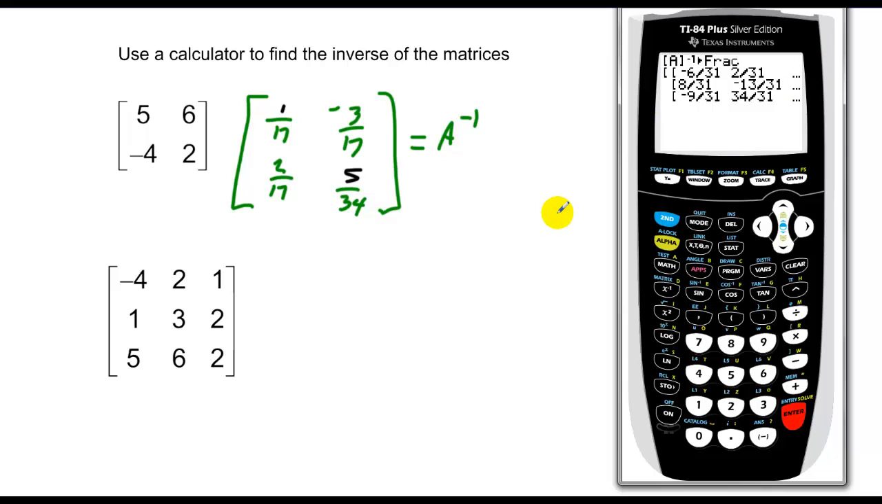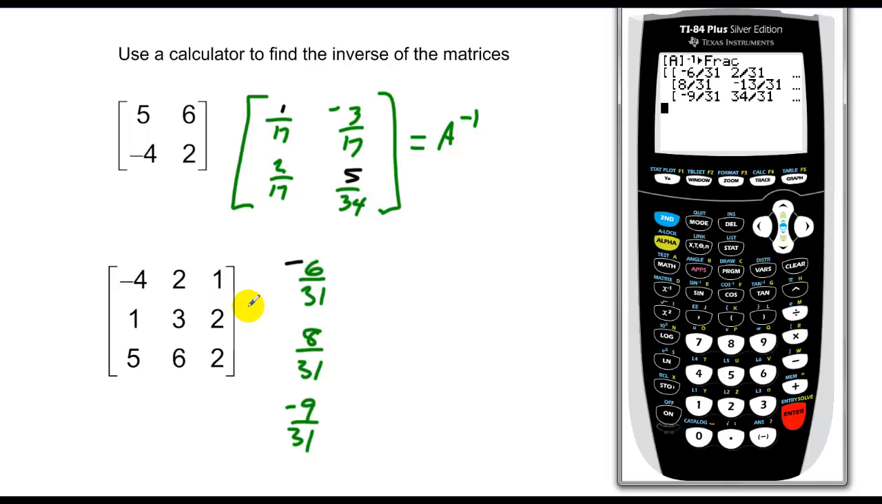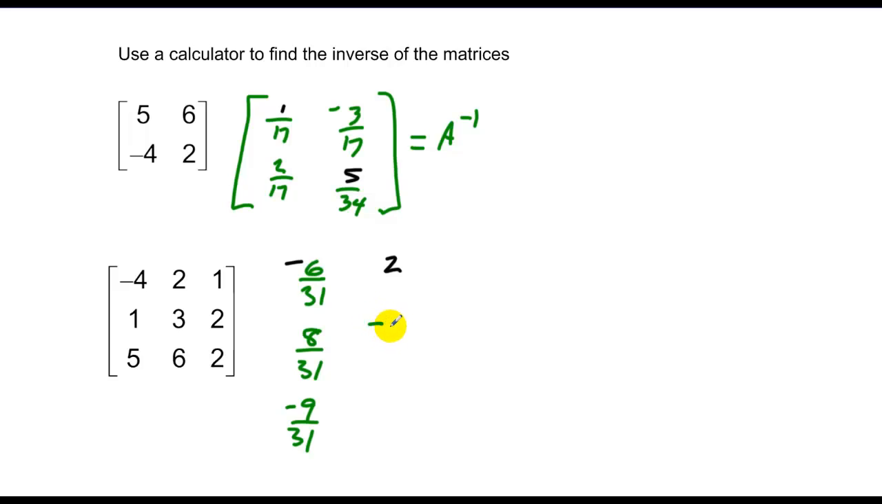So let's take and write these down. That's 6/31, -8/31, and -9/31. There's my first column. Second column, 2/31, -13/31, and 34/31, and these were all 31sts.